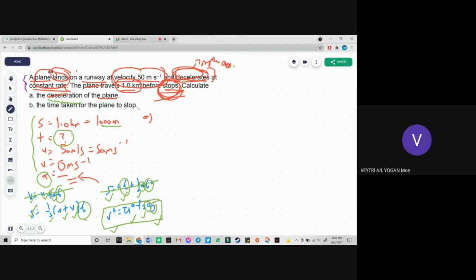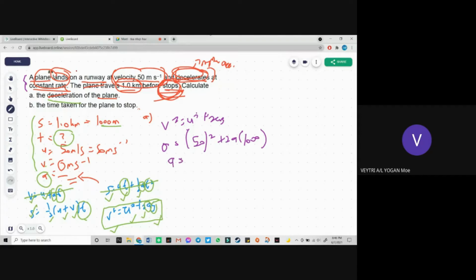So now, let's have a try with this question. V square equals to U square plus 2AS. So V square kosong. Okay, dekat sini tak payah tulis unit pun tak apa. Okay, you guys don't want to write units pun tak apa. Next, initial 50 square plus 2A you need to find. S, remember, tukar pergi SI unit, 1000.